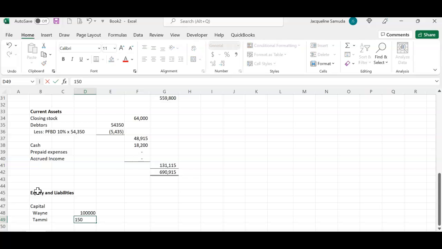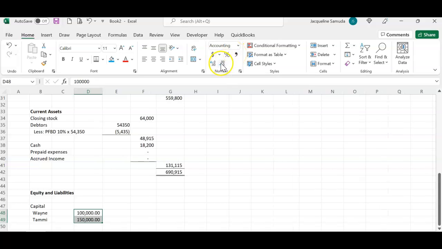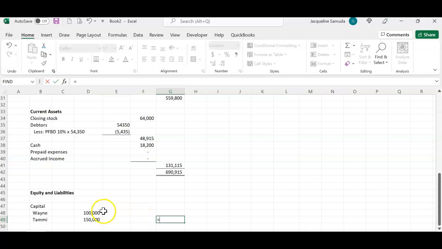So part of their equity is a capital, and that comes to $250,000. So that is how you display the capital account for the partnership.